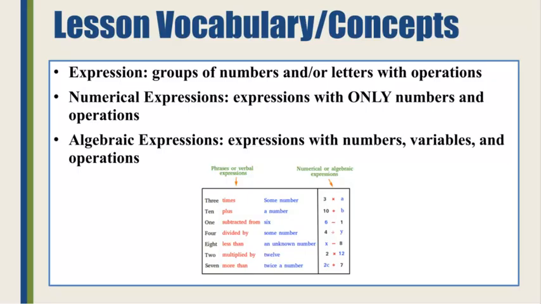Numerical expressions would be those expressions with only numbers and operations. So an example of that would be 4 minus 3. That's like an expression. We only have numbers involved with it. An algebraic expression would be those expressions with numbers, variables, and operations. So as long as it has variables involved, it would be an algebraic expression. An example of that would be 4x minus 3. I have a variable here attached with the x, with a 4, so this would be considered an algebraic. 4 minus 3 is just a numerical expression.